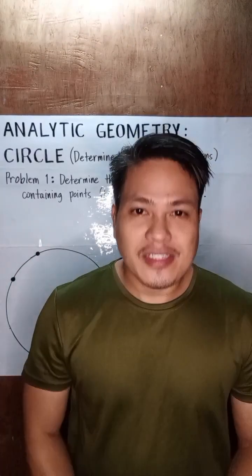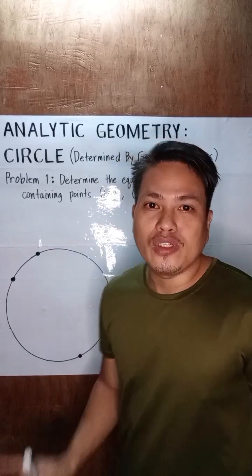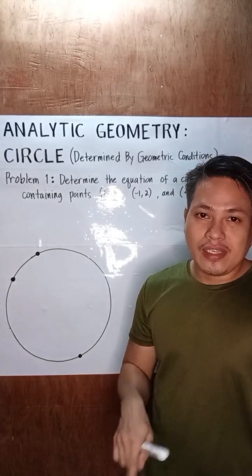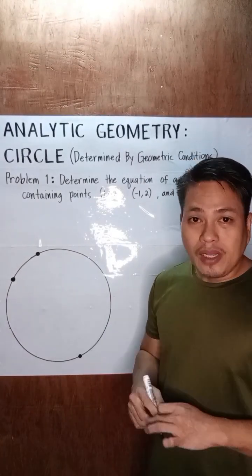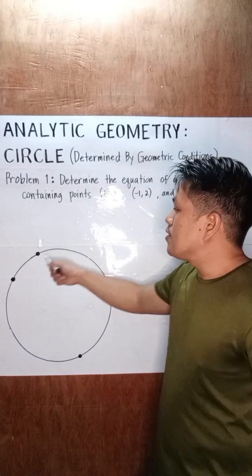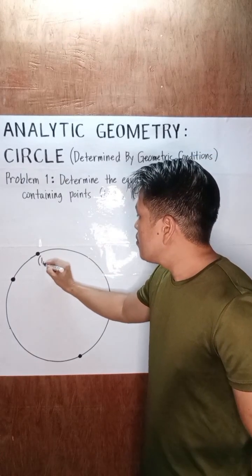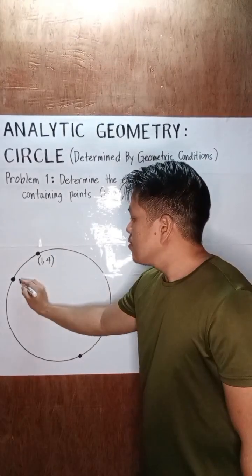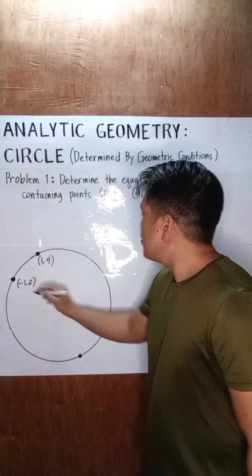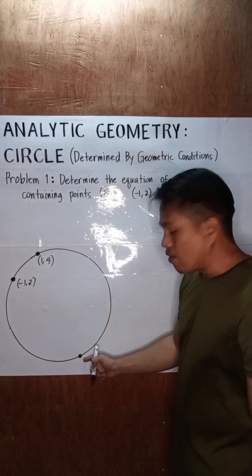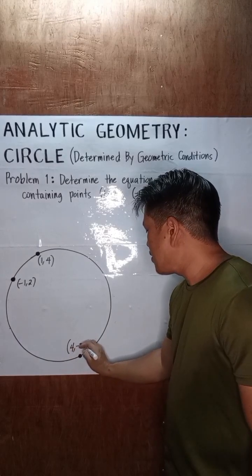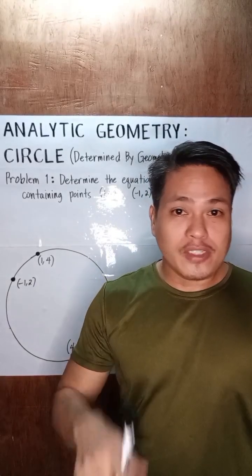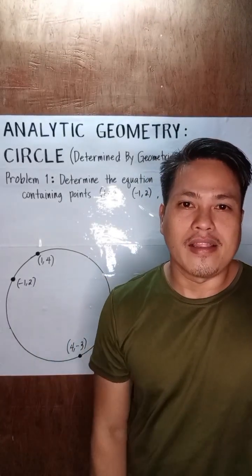Kung ipapakita natin siya through illustration, ganito yung itsura niya. Meron tayong circle, then yung tatlong points is on the circle. So, yung unang point natin, (1, 4) is ito. Then, yung pangalawa is (-1, 2). And then, yung pangatlo ay ito, (4, -3). Ayan. So, kung paano natin isosolve ang equation ng circle is sa ganitong paraan.